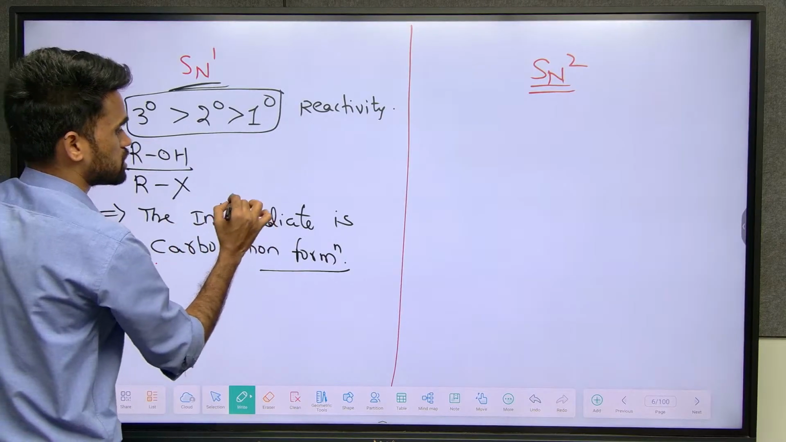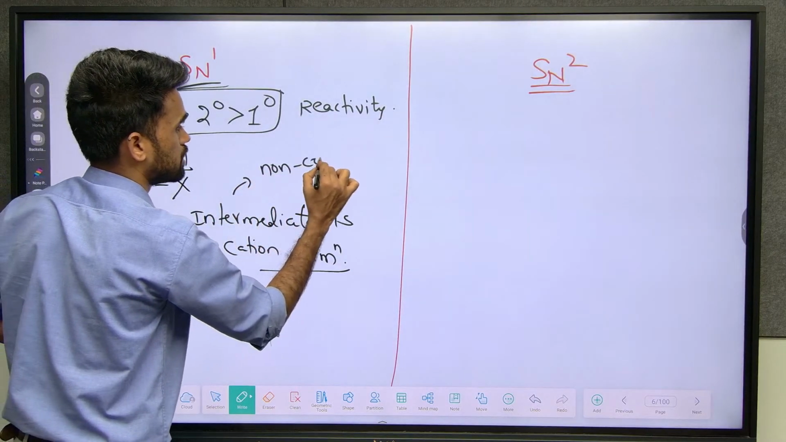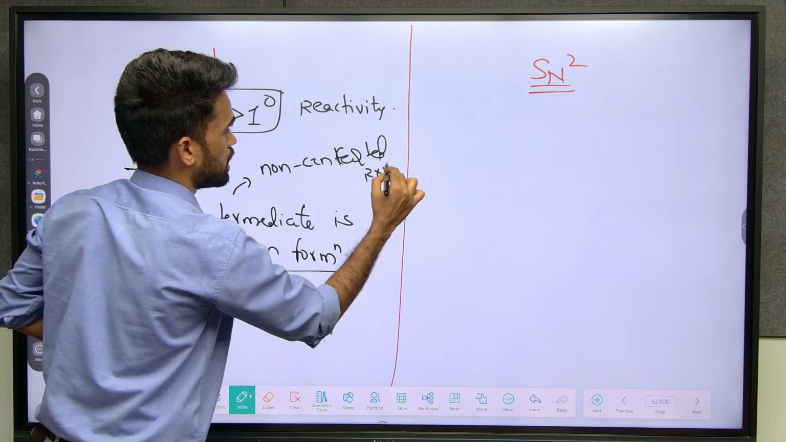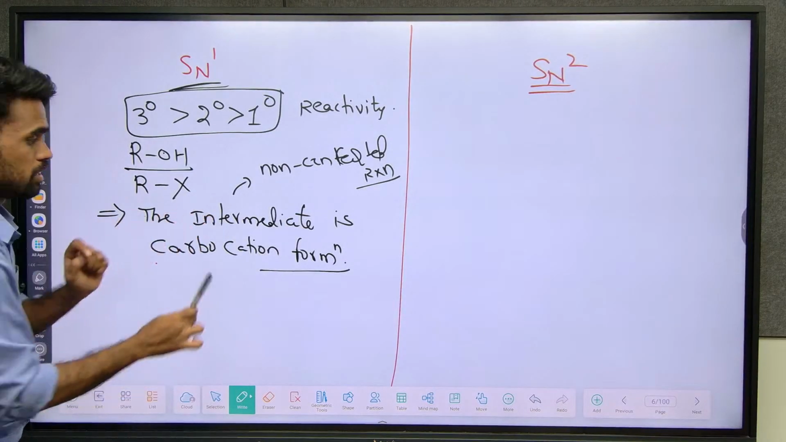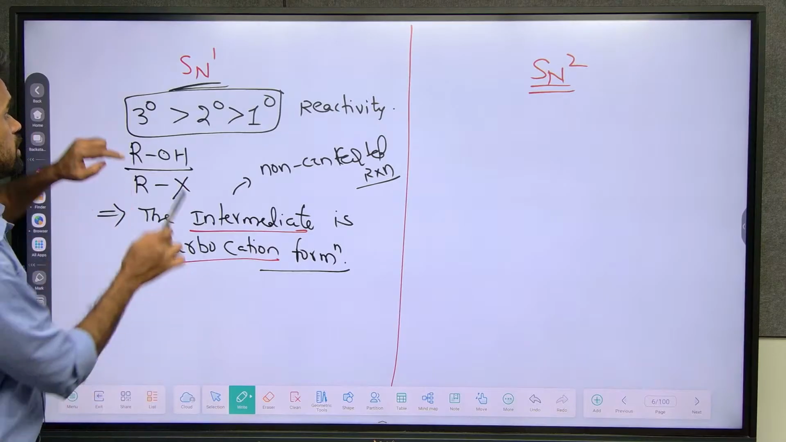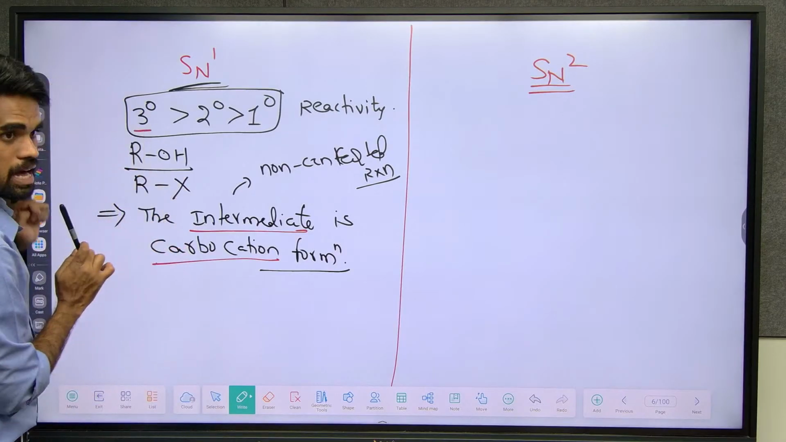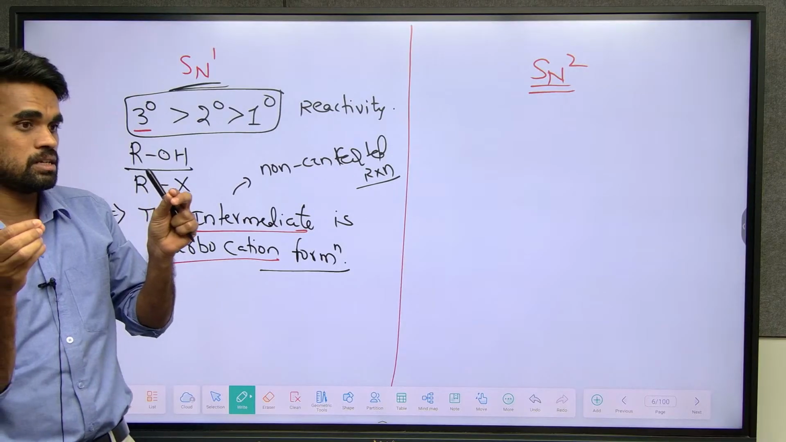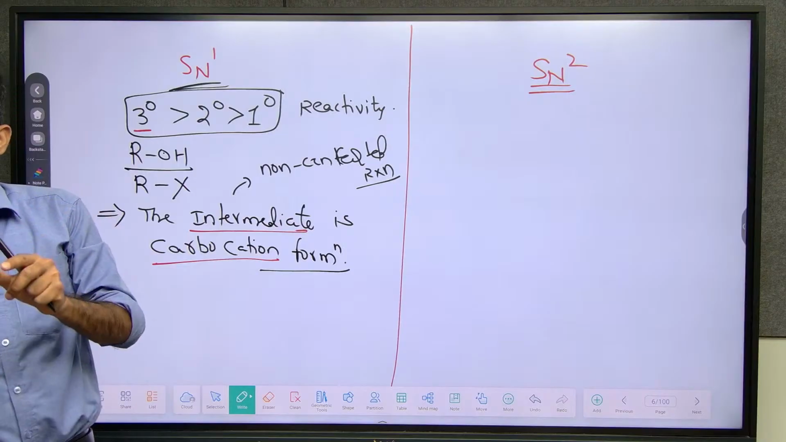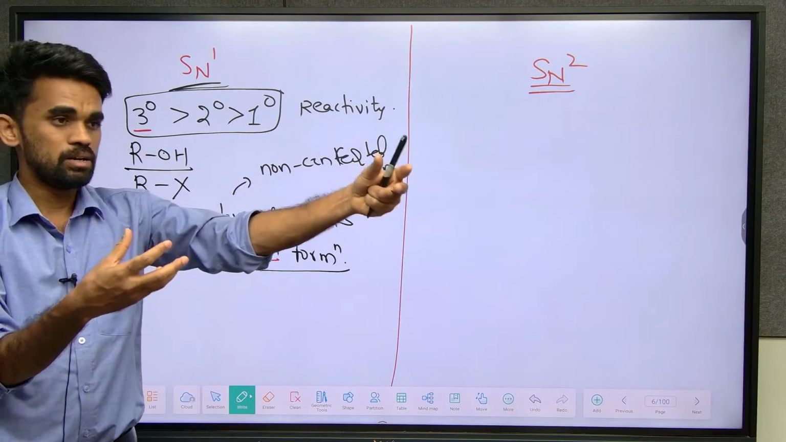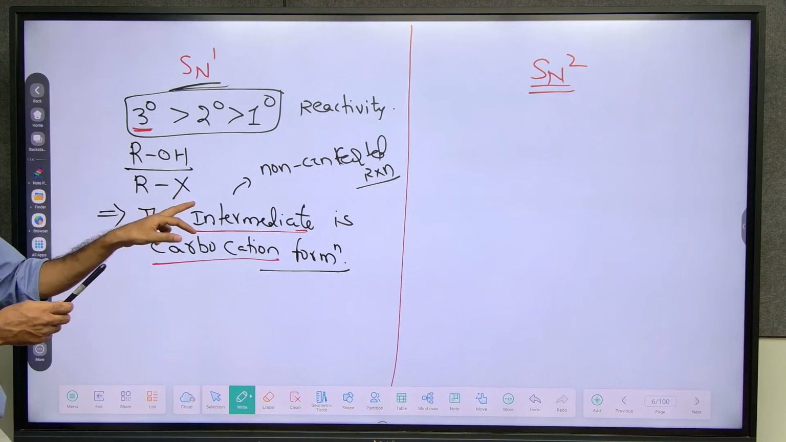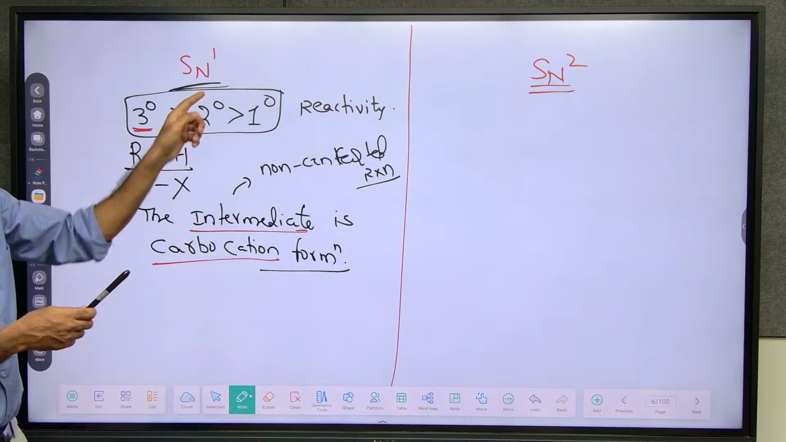So multi-step reactions are called non-concerted reactions. What is that? Non-concerted reaction. So what is the intermediate here? Carbocation. So which carbocation is more stable? Tertiary. That's why tertiary alcohols or tertiary alkyl halides are there. Means what they will do first? They first form intermediate. Which intermediate? Carbocation. Tertiary carbocation. Then next secondary. Primary. Which is more stable? That's why tertiary alcohols, tertiary alkyl halides are more reactive in SN1 reaction.